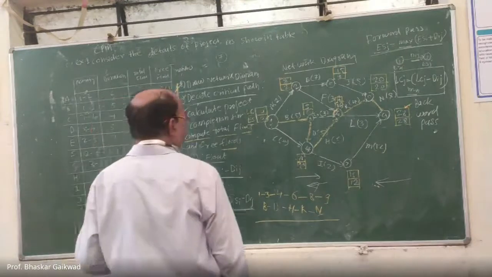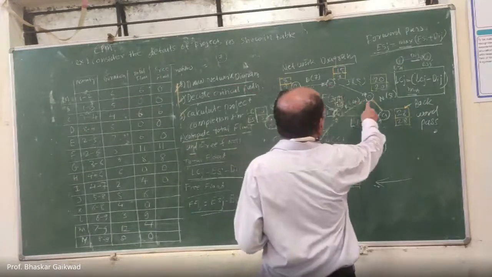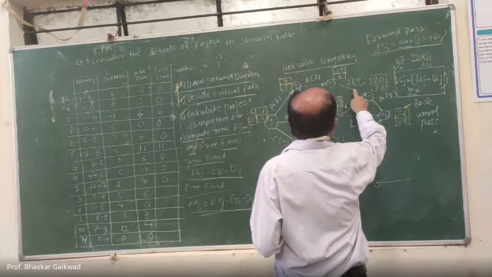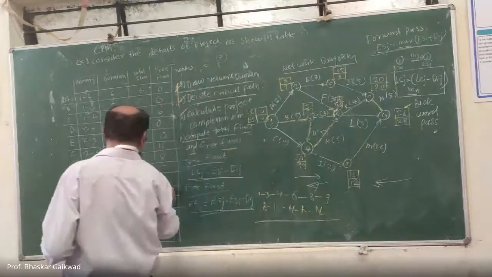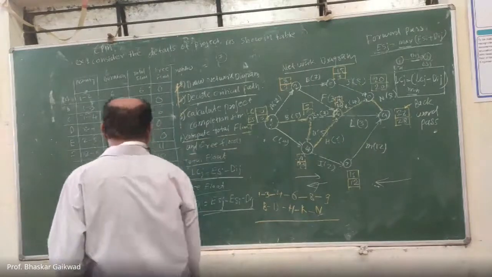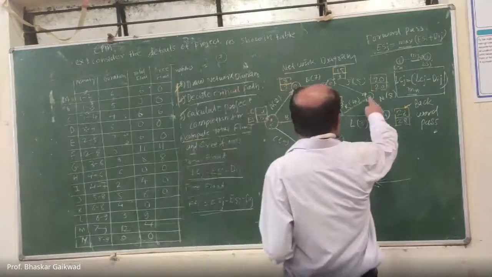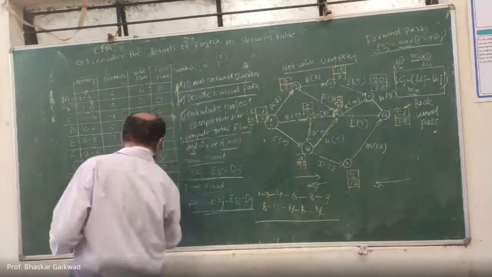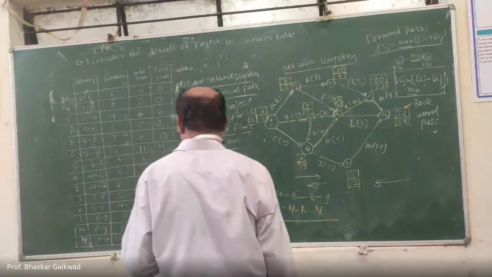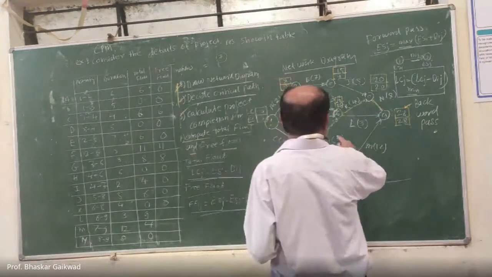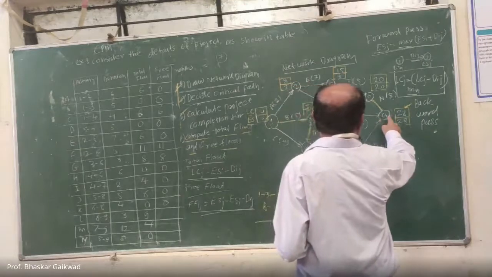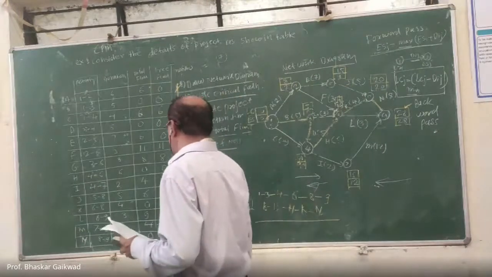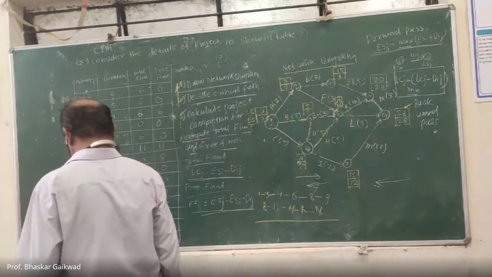Then J, 5 to 8. So here 20 minus 15, 5 minus 5, 0. So here it is 0. Then K, 20 minus 16 minus 4, 0. L, 6 to 9. So here 28 minus 16 minus 3. Minus 3. L, that is the 9.